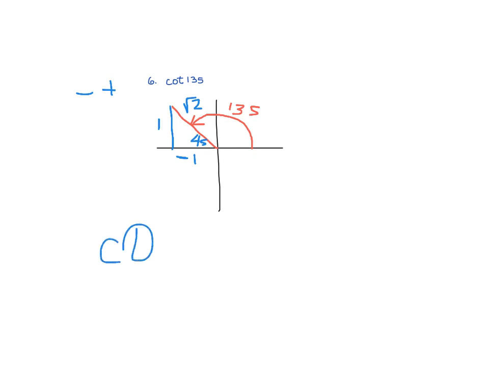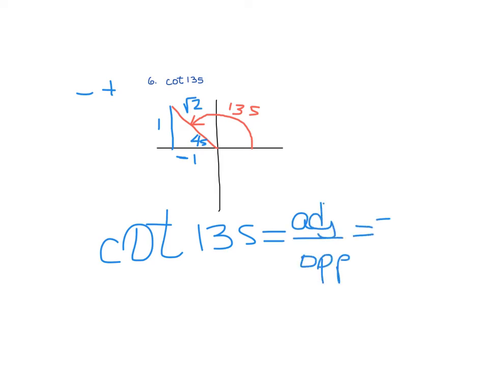So for cotangent, that's the reciprocal of tangent. So cotangent of 135. Instead of opposite over adjacent, it's going to be adjacent over opposite. So -1 over 1, and it's -1.